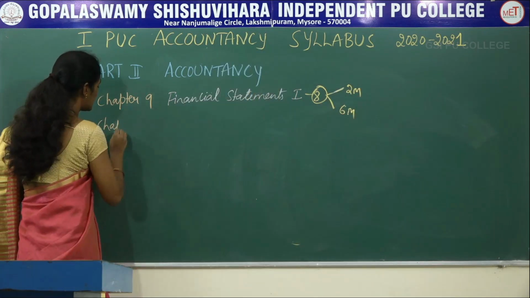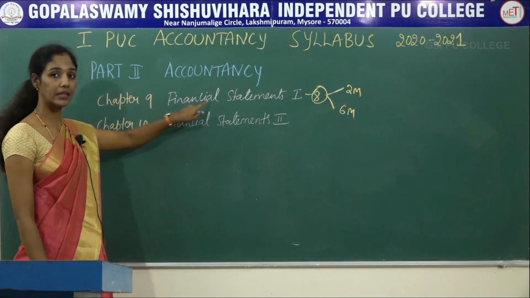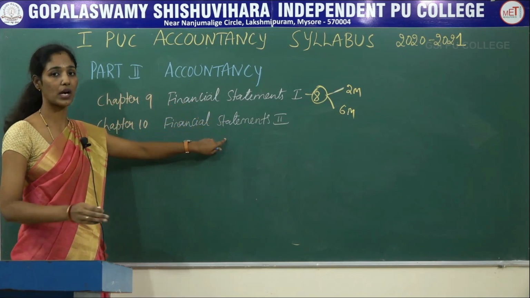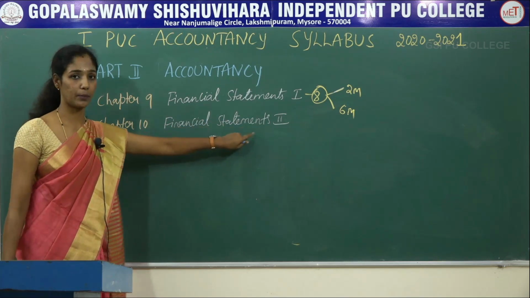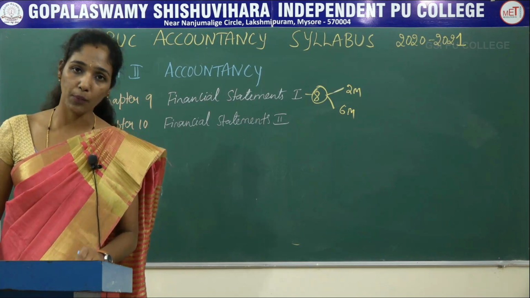The next chapter, chapter 10, financial statements 2, covers only theory relating to the problems which are solved in financial statements 1. In chapter 10, financial statements, we will solve the problems.